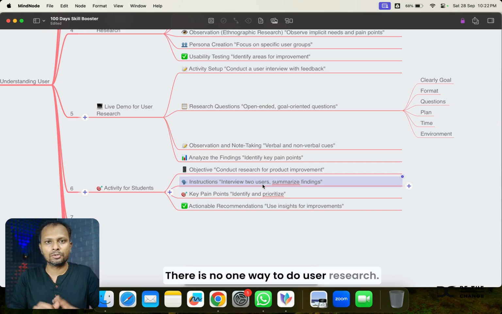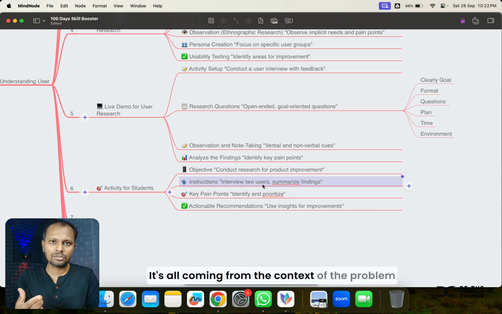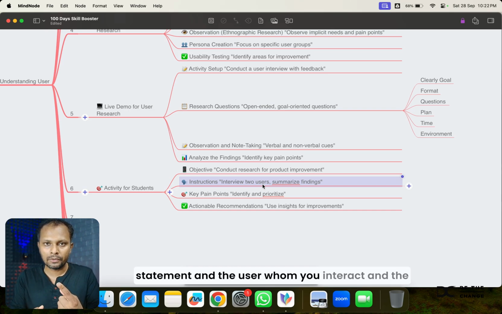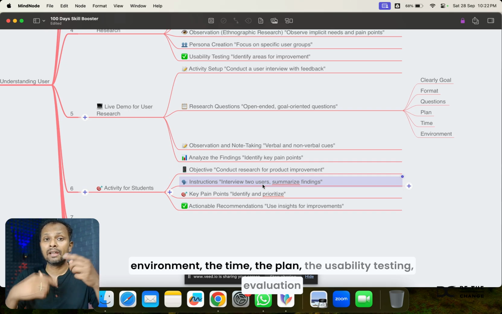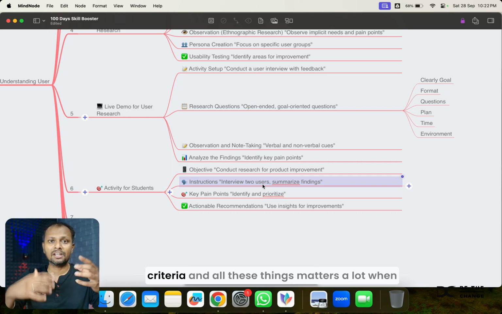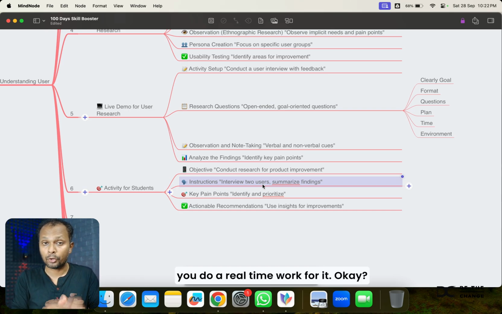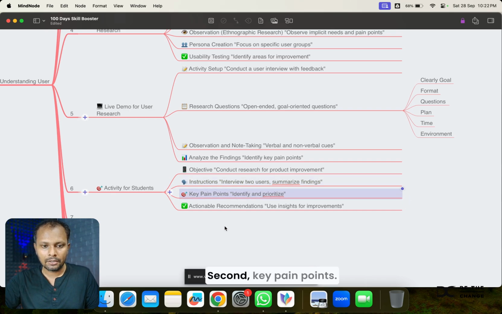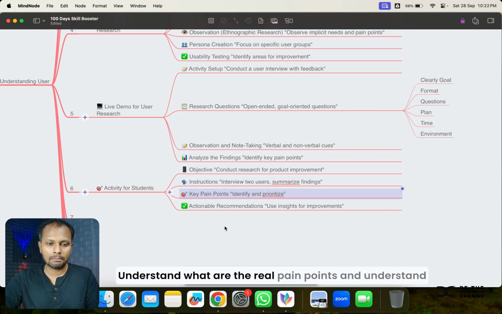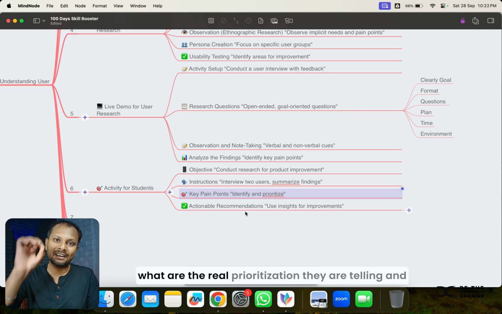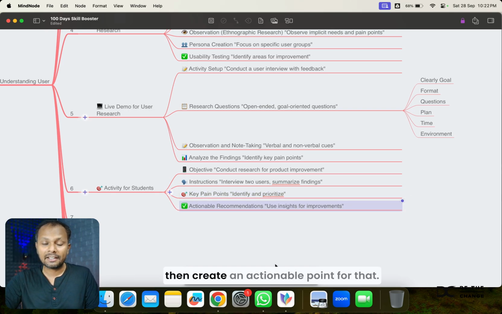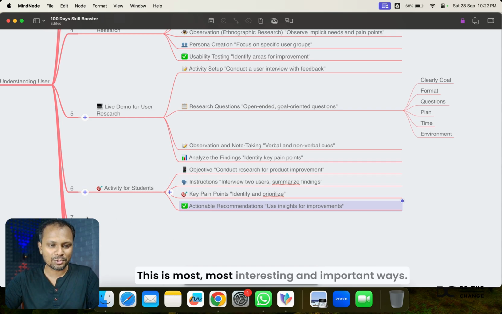There is no one way to do user research. It all comes from the context of the problem statement, the user whom you interact with, and the environment. The time, the plan, the usability testing, the evaluation criteria, all these things matter a lot when you do real work. You need to be very careful about it. Second, key pain points. Understand what the real pain points are and what real prioritization they are telling you, and then create an actionable point for that. This is most interesting and important.